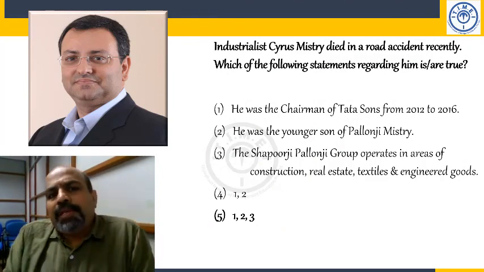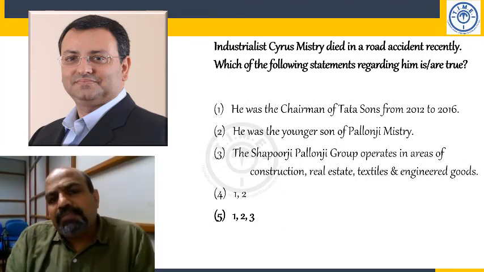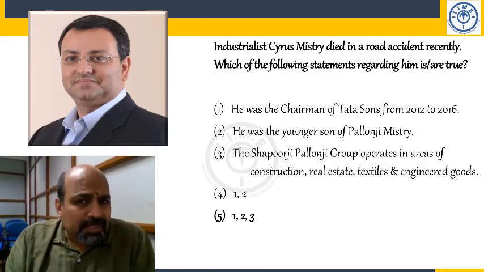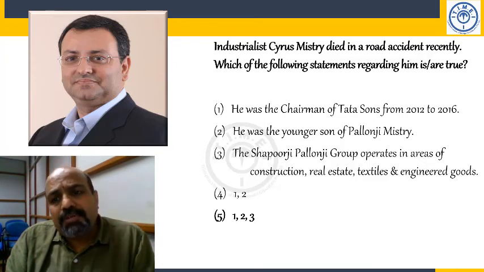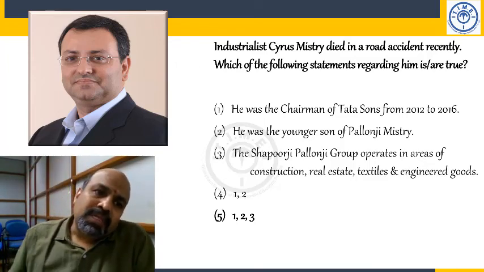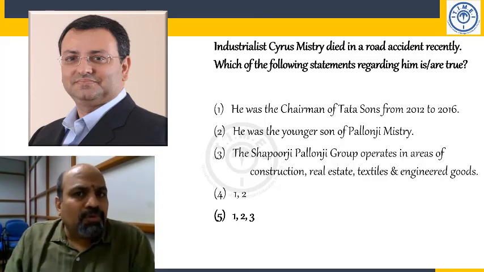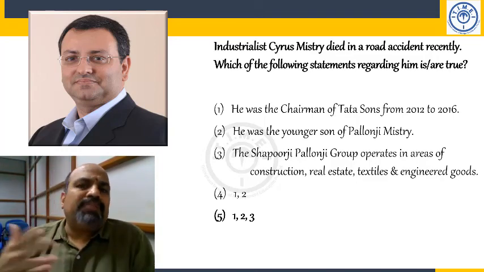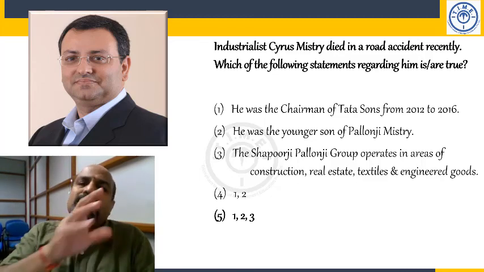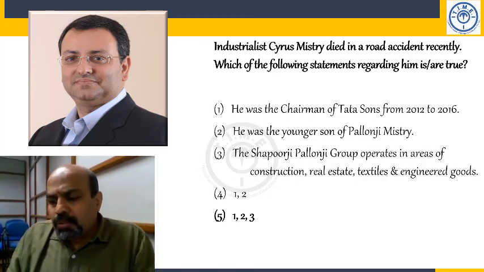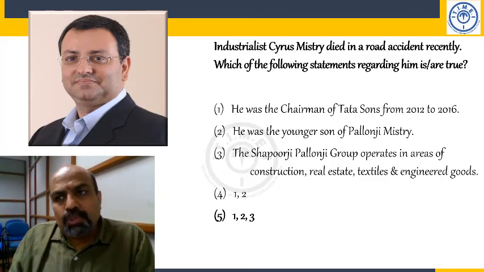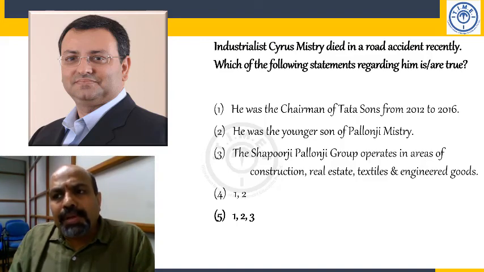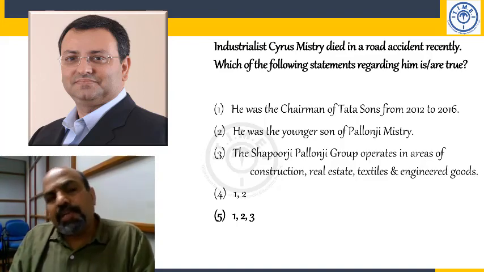Sad thing here. Industrialist Cyrus Mistry died in a road accident recently. Which of the following statements regarding him are true? All of them are true. He was a chairperson of Tata Sons from 2012 to 2016. Tata Sons is the parent company of the Tata Group, a holding company, an umbrella company. It itself does not manufacture anything or provide any service, but it owns the Tata Group. More than 2/3 of the shares are owned by charitable trusts headed by Ratan Tata.